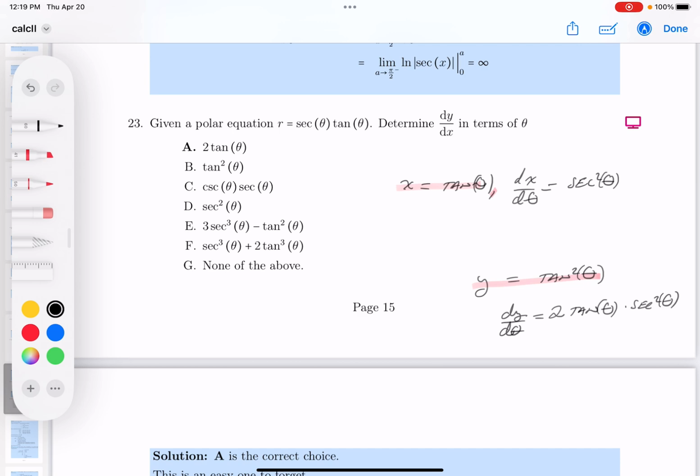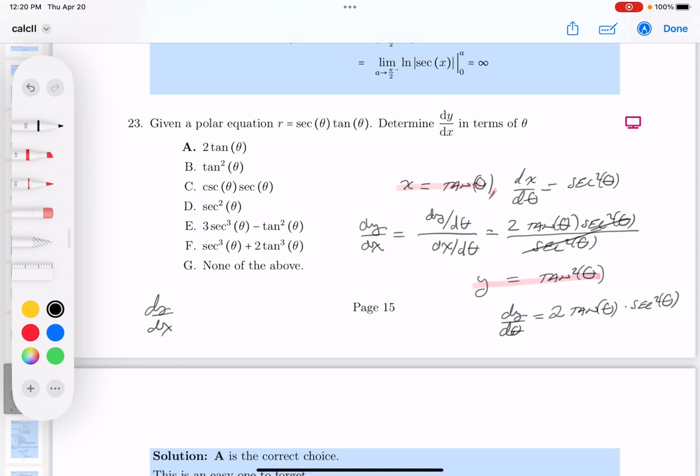All right, what do I want? I want dy dx. And what's that going to equal? Well, that's going to equal dy d theta over dx d theta. What's dy d theta? Well, I just did it. It's actually 2 tan theta secant squared theta. What's dx d theta? It's secant squared. Again, there's a convenient cancellation. And what do I get? Well, I get dy dx, quite simply, is 2 tangent of theta. Let me just outline that right over here in the key.